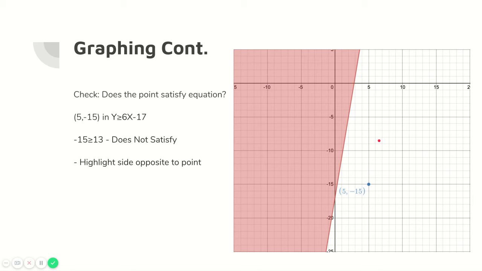So that concludes our inequalities lesson, where we talked about what inequalities are and some examples of them, and then we showed you how to graph linear equations that have inequalities.